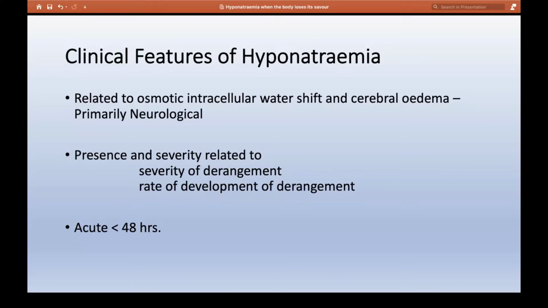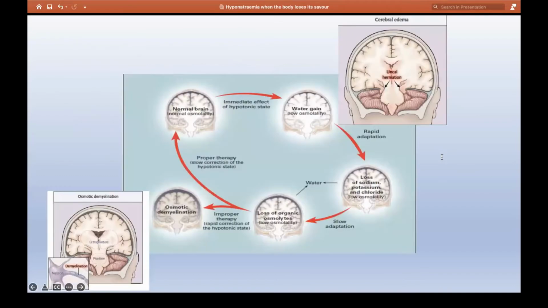We'll see why. So you also get acute hyponatremias and chronic hyponatremias. The acute stage is taken as within 48 hours of development. If you see this picture, on your left upper part, you see the normal brain with the normal osmolality. And when it encounters the immediate effect of a hypotonic state, that is when there's hyponatremia in blood, what does it have to do? There is shifting of water into the brain cells.